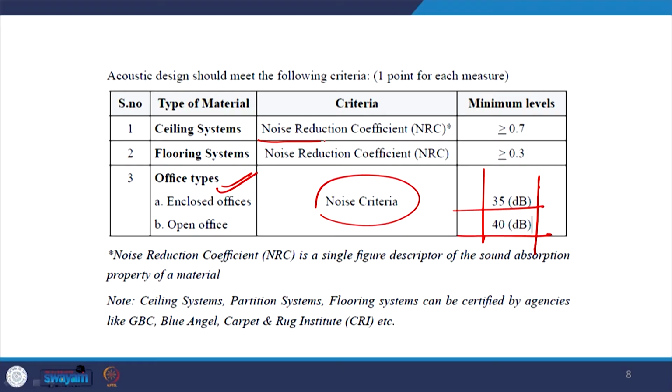The second is there is a lot of sound which is generated inside the office itself. So, for that the materials which are going to be used on ceilings and floorings have to be prescribed with minimum noise reduction coefficient, the NRC value. So, the minimum NRC value for ceilings is prescribed to be 0.7 as per IGBC, and for flooring systems it is prescribed to be 0.3.